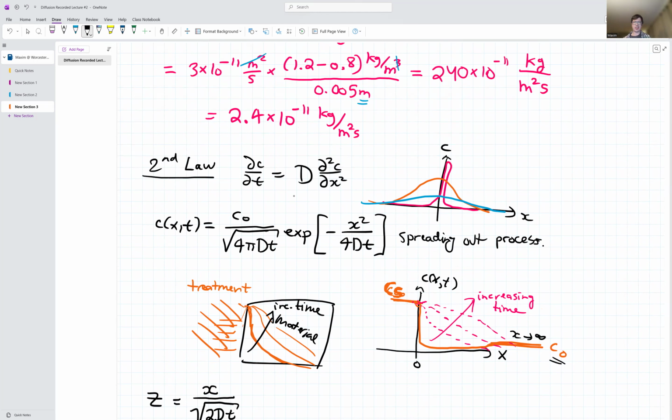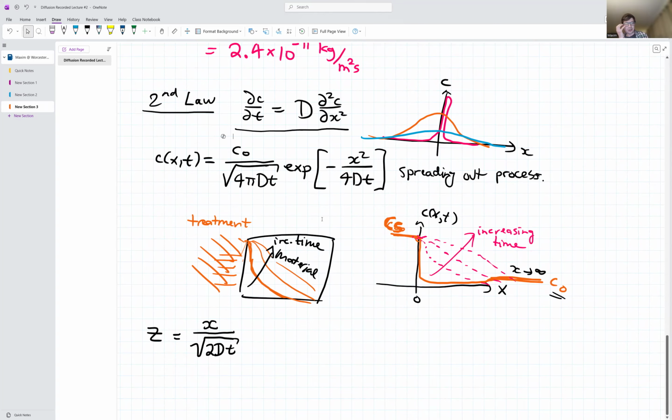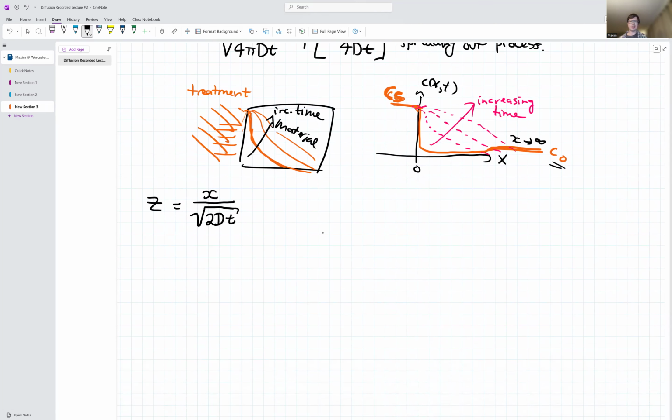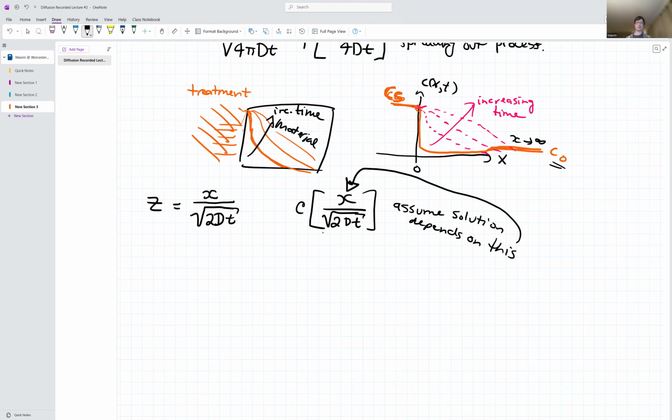Because in general, this second law equation is very hard to solve because it's got time and space in it. That's tricky. It's like two different variables. You have derivatives in both. Okay, so let's see what happens. Let's imagine we just look for concentrations that just depend on this combination, x over the square root of 2Dt. Let's imagine all our solutions are like that. So assume all solutions just depend on this combination.